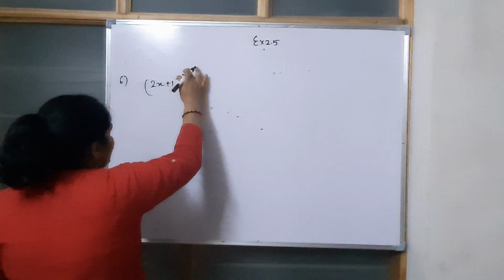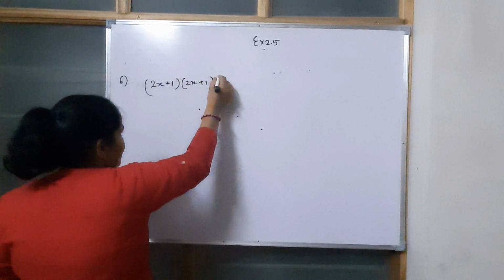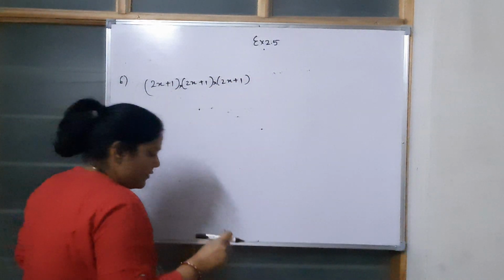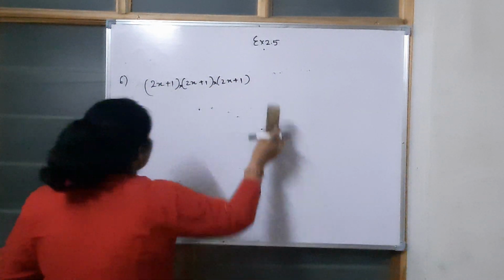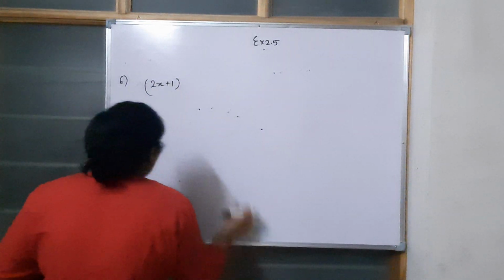How is it in factorized form? Just look at (2x plus 1) cube. It means 2x plus 1 into 2x plus 1, which is actually the factor form. Okay, so just look here. Now we need to write its expanded form.